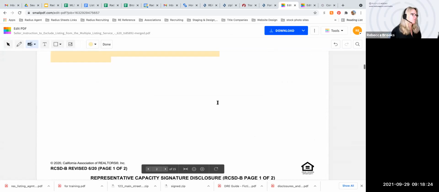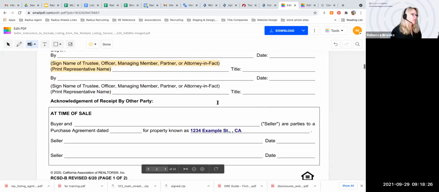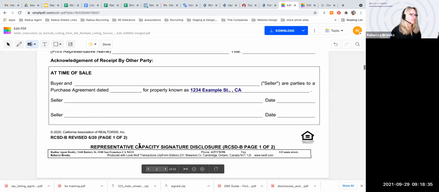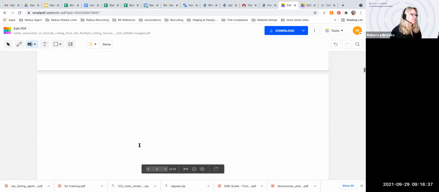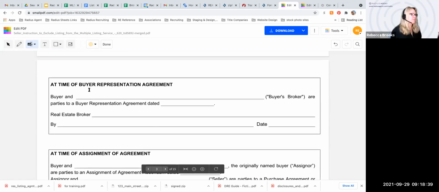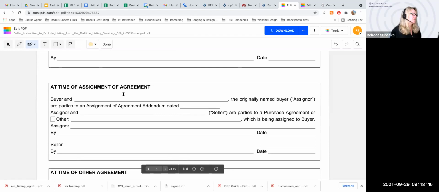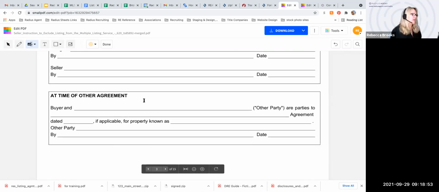Okay, and so here's where you would, at the time of the sale, the buyer and the seller are parties to the purchase agreement, and this is where the seller would sign it. So that's when you're making an offer, because this is the buyer version. And then this is if you're having the buyer sign a buyer representation agreement, this is where the buyer would sign it if you're using it at that point. This is where, if you're using it and you're assigning a contract, the buyer and the assignor and the seller would sign, or any other type of agreement.